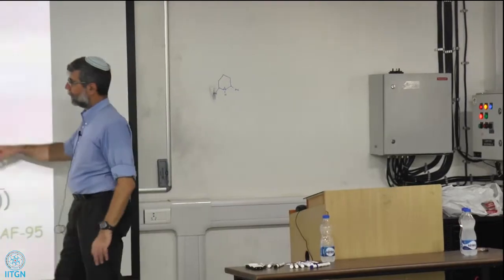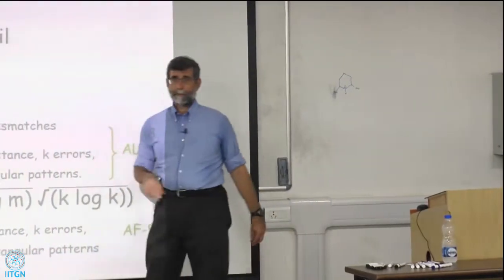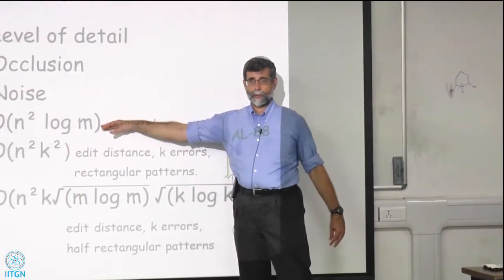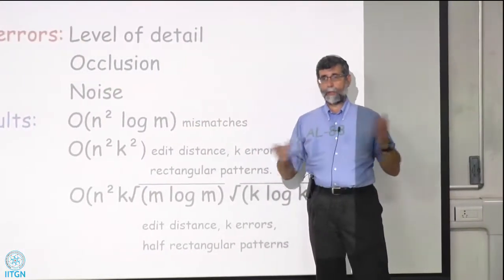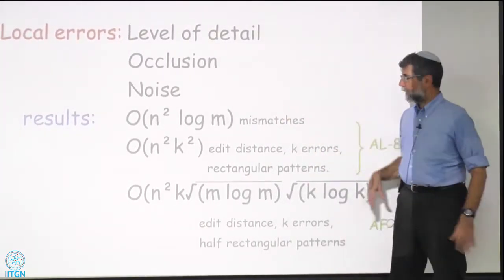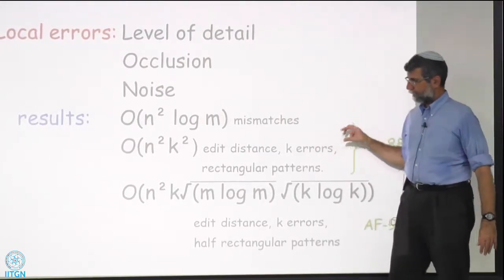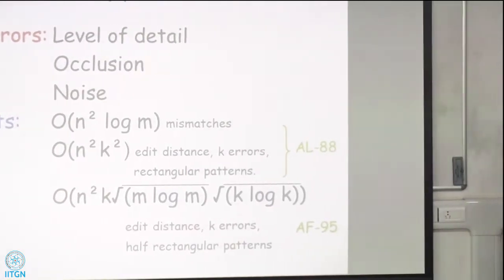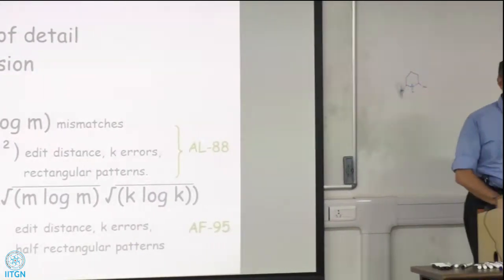Now, the types of approximations we spoke about, where you can look at local errors that are levels of detail, occlusion, or noise. We saw already how you can find it with mismatches in time n squared log m, for binary or for fixed alphabets, because you can serialize and do FFT. We haven't yet seen edit distance and all these other things. I think we're going to see them within a couple of days. Well, we don't have more than a few days, but we'll see them.